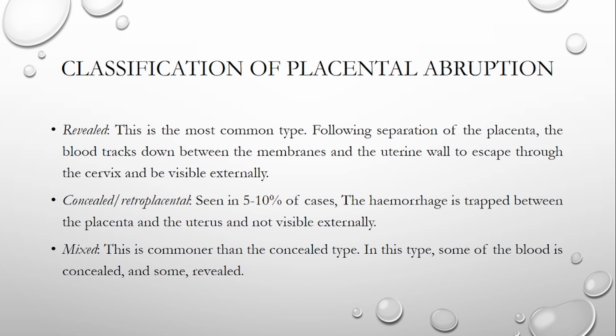In revealed abruptio, which is the most common type, on separation of the placenta the blood tracks down between the membranes and uterine wall to escape through the cervix and is visible externally. Unlike the concealed type, which occurs in about 5 to 10% of cases, where the hemorrhage is trapped between the placenta and the uterus and not visible externally.